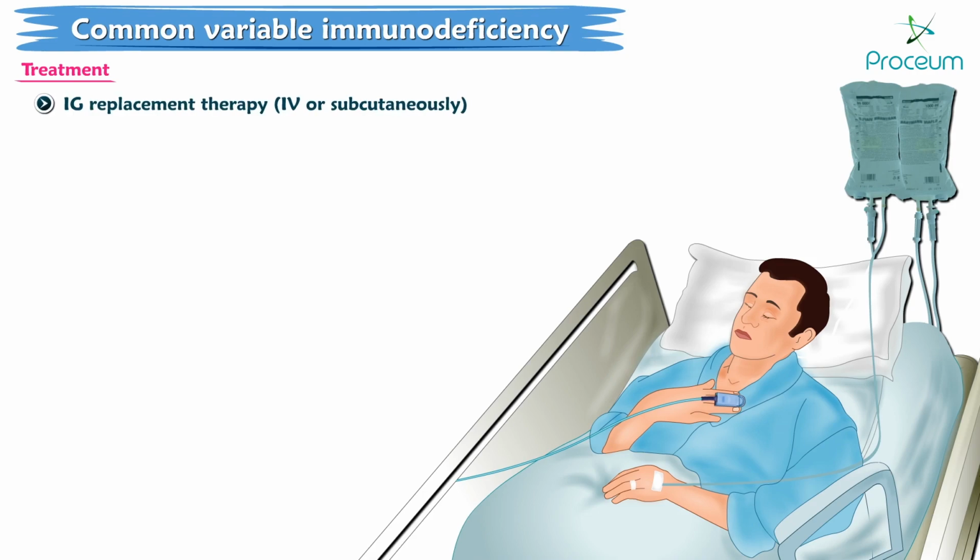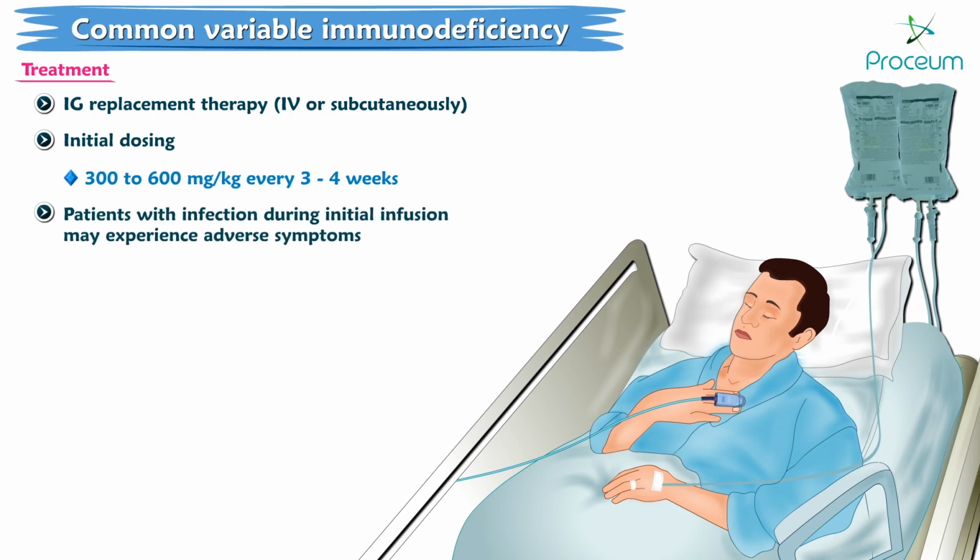As for treatment, immunoglobulin replacement therapy may be administered either intravenously or subcutaneously. The usual initial dosing for IVIG in patients with CVID is 300 to 600 milligrams per kilogram, every 3 to 4 weeks, with or without premedication. Patients who are actively infected at the time of the initial infusion are more likely to experience adverse symptoms during infusion. So, when possible, we try to treat the infection first, then initiate immunoglobulin.